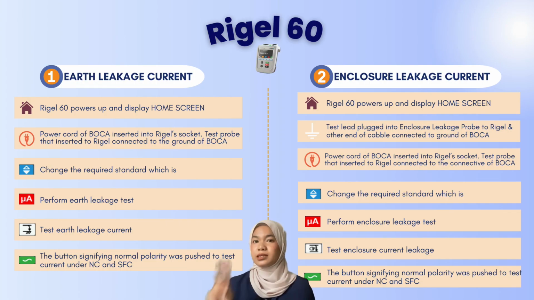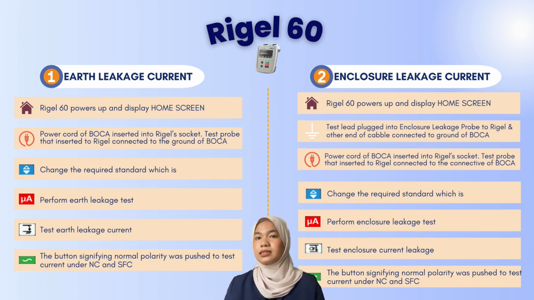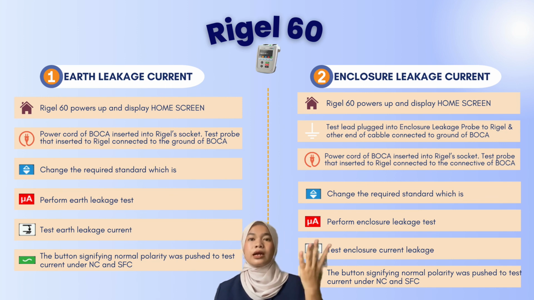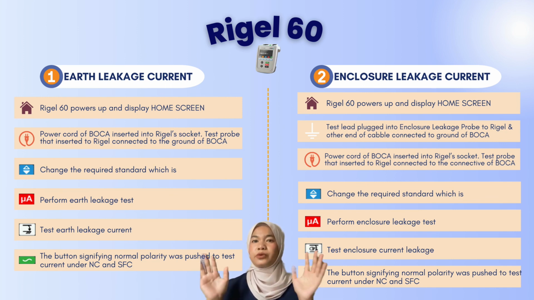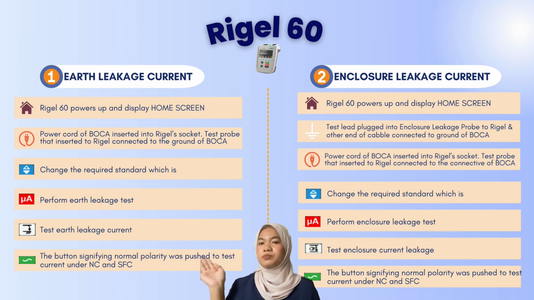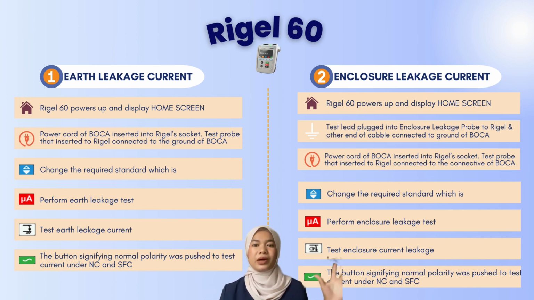Next, moving on to the second testing device, which is the Rigel self-test system. This Rigel system can test the earth leakage current and also the enclosure leakage current. So the steps for these two are almost the same except for step 5, where this button was pressed to test the earth leakage current, and this button was pressed to test the enclosure leakage.